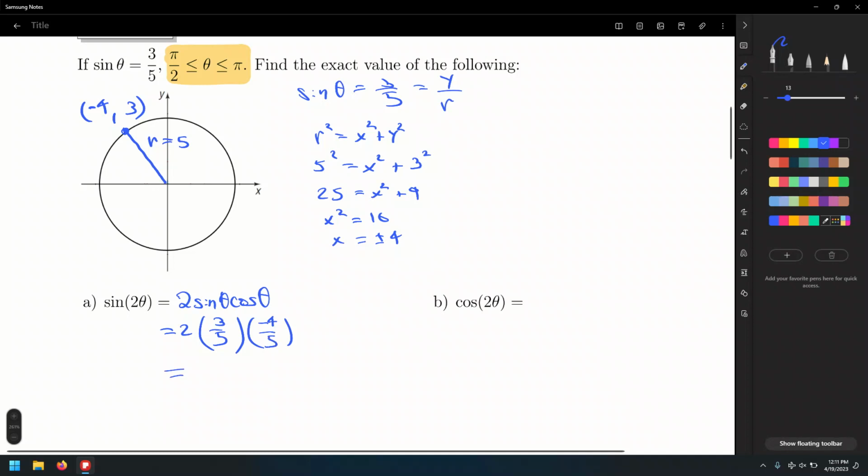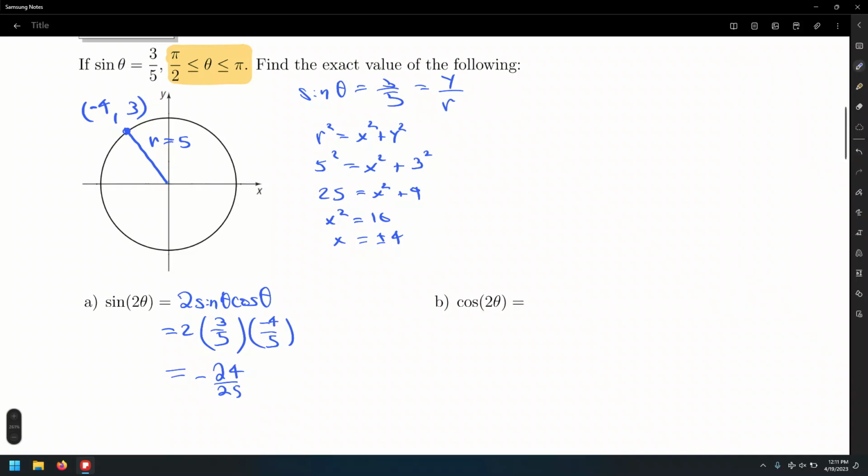Let's just multiply across. 2 times 3, which is 6. 6 times 4 is 24 over 25. But we have a negative going on, so that's going to be its final answer. It's -24 over 25.